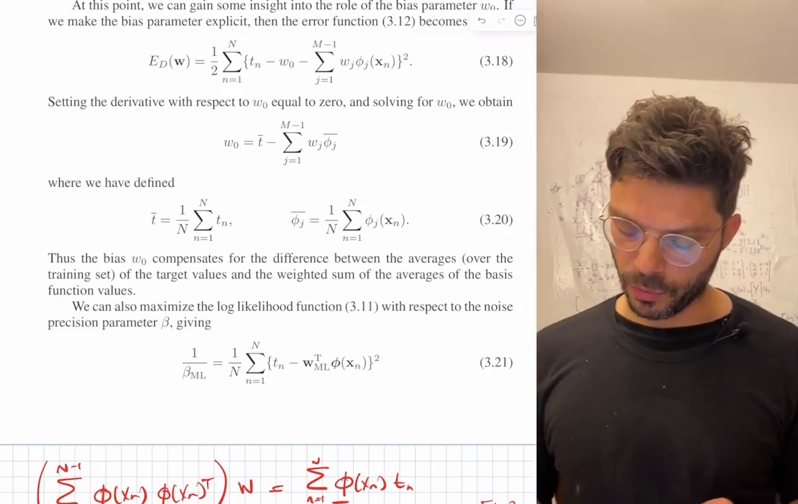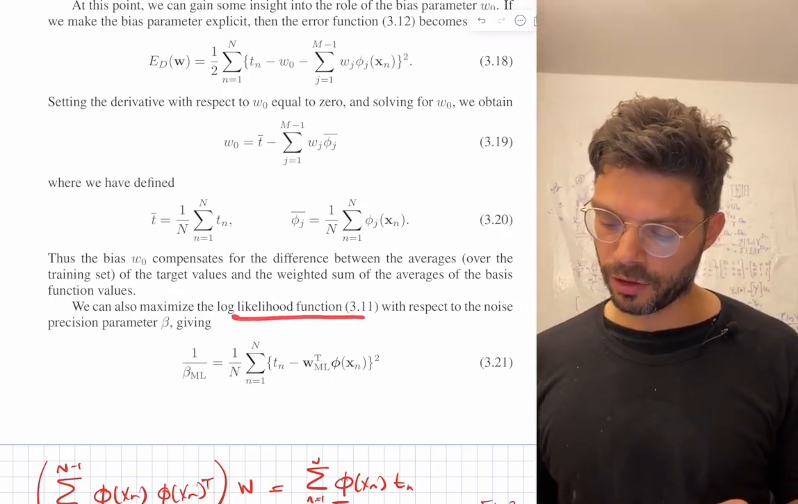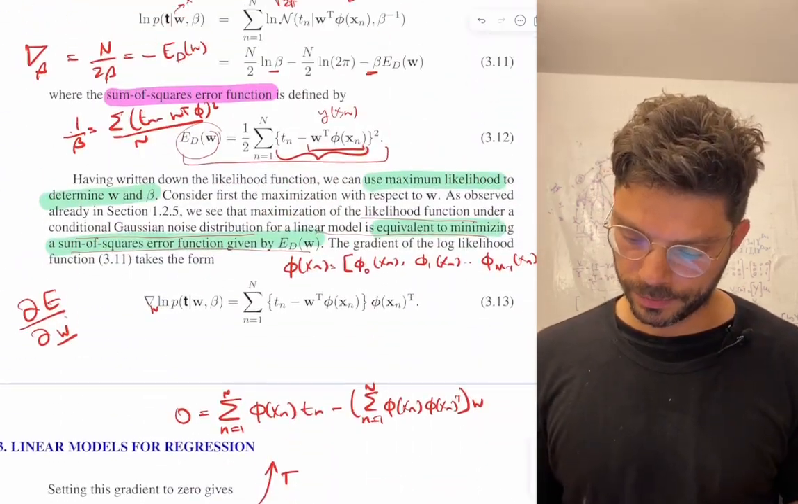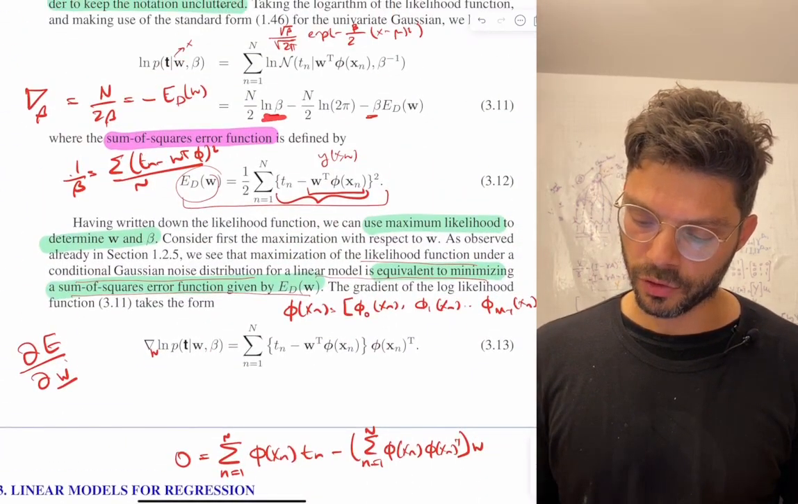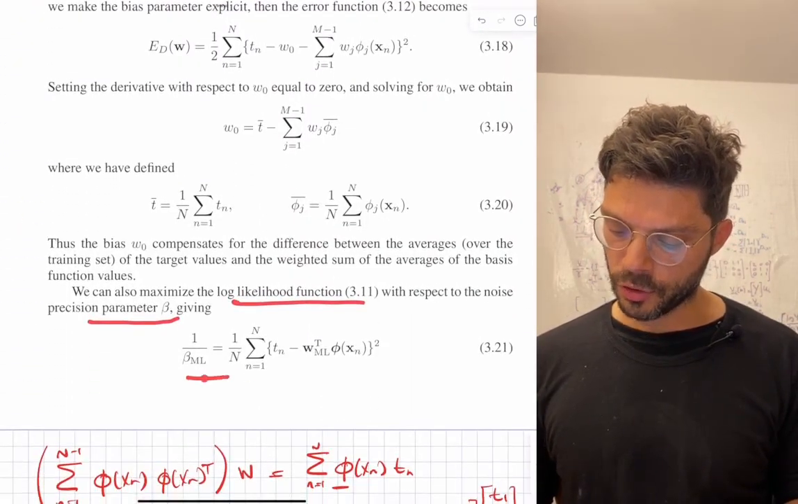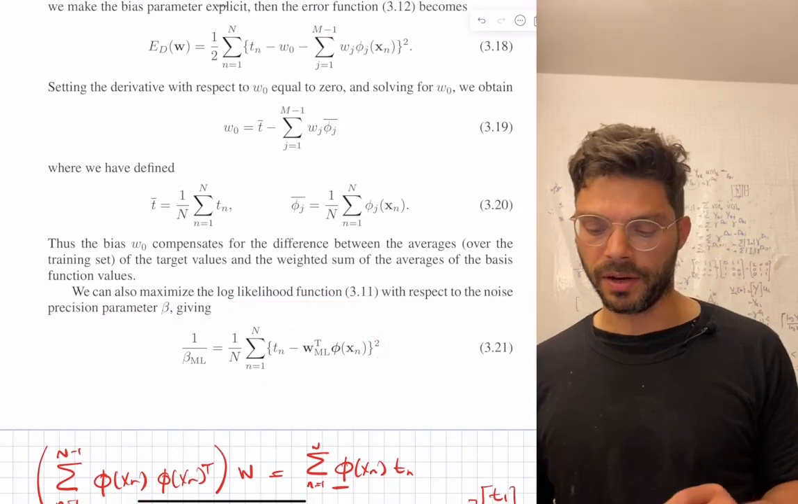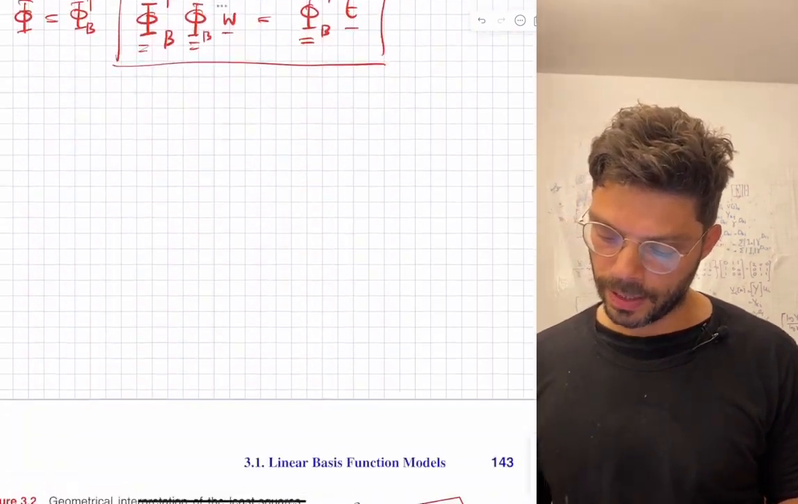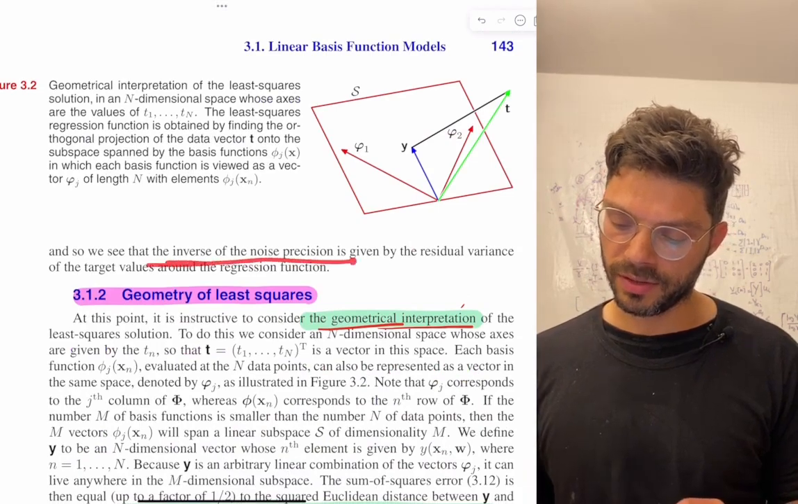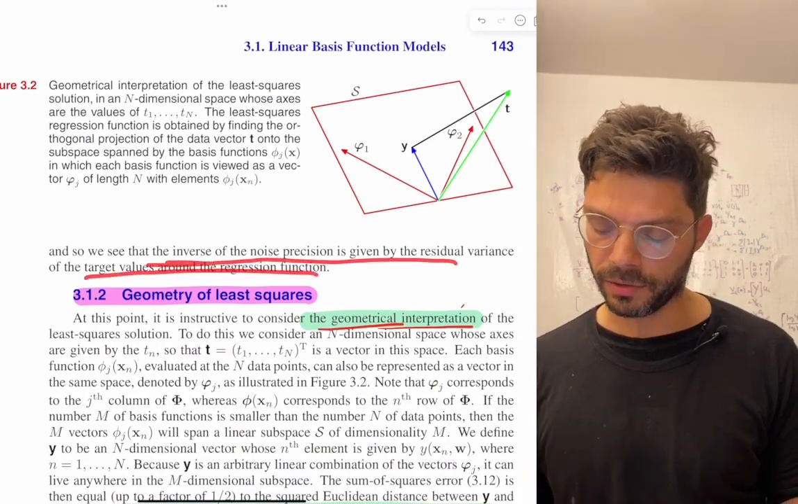Okay, and the next thing is, we're going to maximize the log likelihood function with respect to the noise precision parameter. If you go up to the top and just take the derivative, you see beta shows up there and there, and you end up very quickly with this expression. And he says it's got this cool property that the inverse of the noise precision is given by the residual variance of the target values around the regression function.